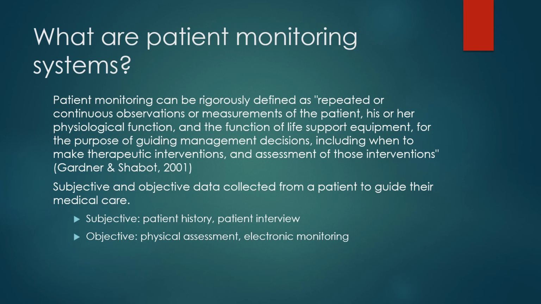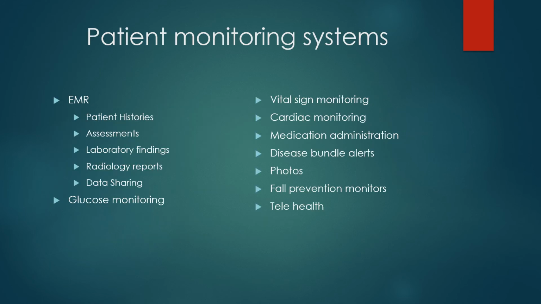Some examples of subjective are the patient history and patient interview, and objective are the physical assessment and the actual electronic monitoring. Some examples of patient monitoring systems are the EMR, glucose monitoring, vital sign monitoring, cardiac monitoring, medication administration, disease bundle alerts, photos, fall prevention monitors, and telehealth.